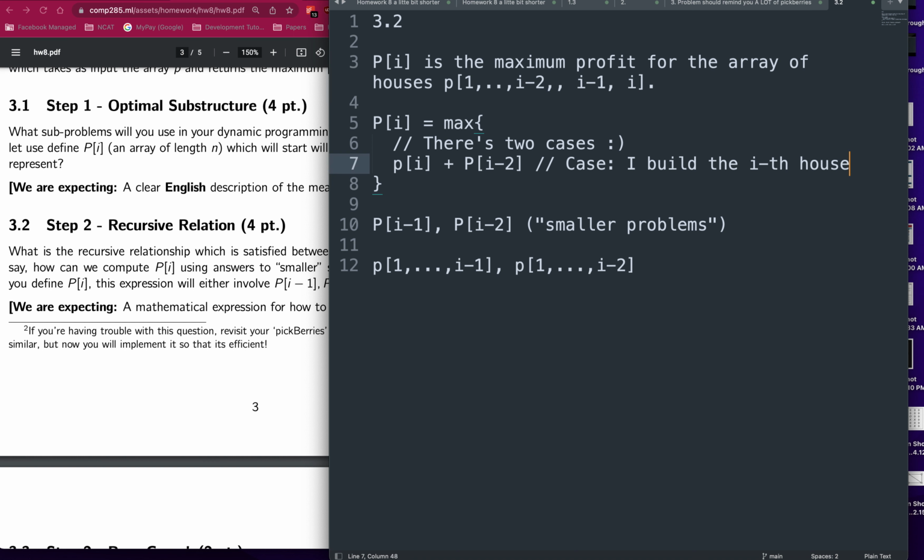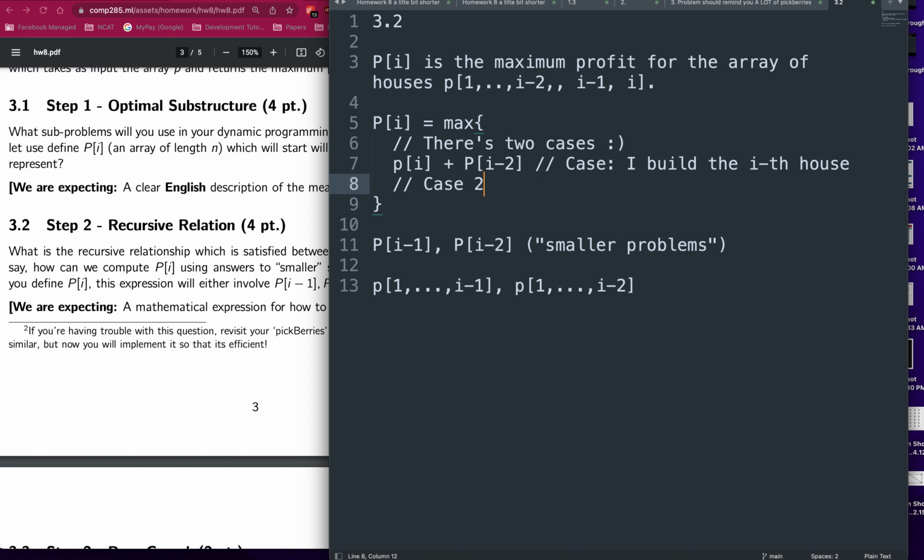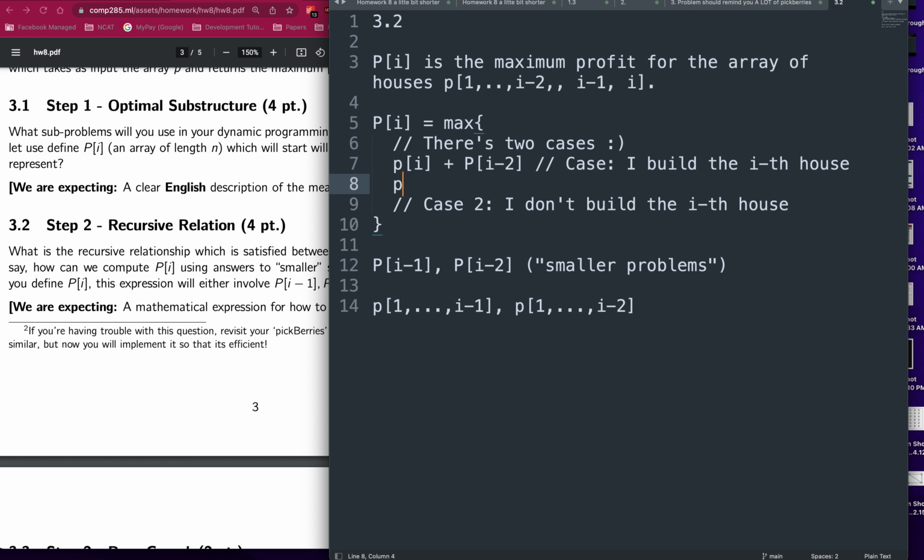The other option is case 2. I don't build the ith house. So then I can just look at capital P(i-1). I probably should have used different letters. Because basically I'm saying, I'm not going to build the ith one. That means the maximum profit I can make if I don't build the ith one is the maximum profit I can make up to i-1, right?